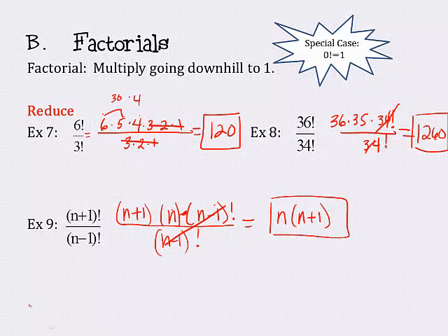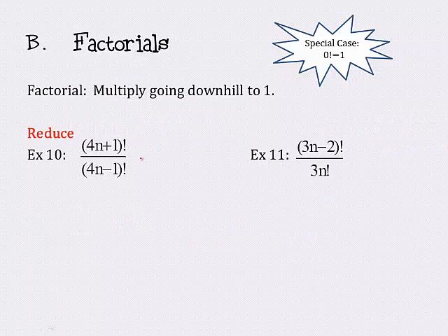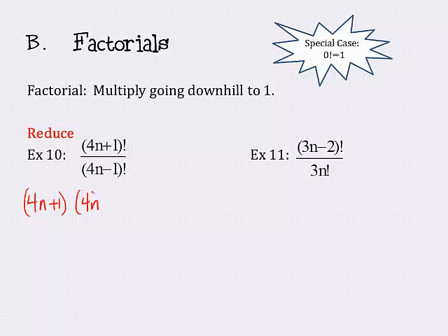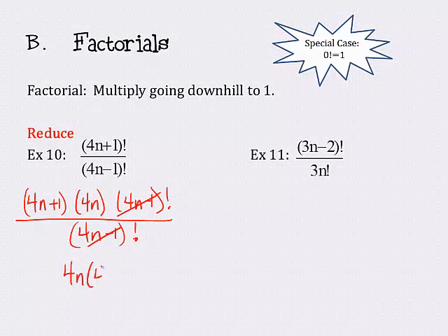Okay? Let's try another one like that. Look at this one. (4n plus 1) factorial over (4n minus 1) factorial. Well, start with the numerator and count down. 4n plus 1. If I subtract 1, it's just 4n, right? Now, from 4n, if I subtract 1, I get 4n minus 1. And I'm going to leave it there because I noticed that that's exactly what's in the denominator. Now these factorials cancel out, and what am I left with? 4n times 4n plus 1, and this is how you can leave your answer.